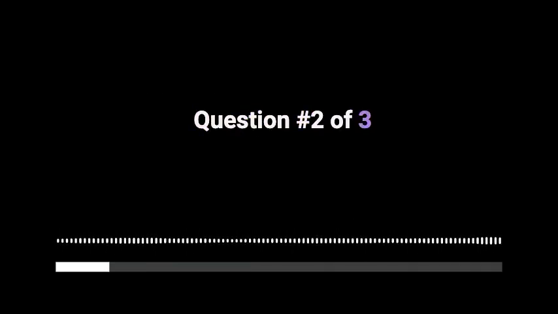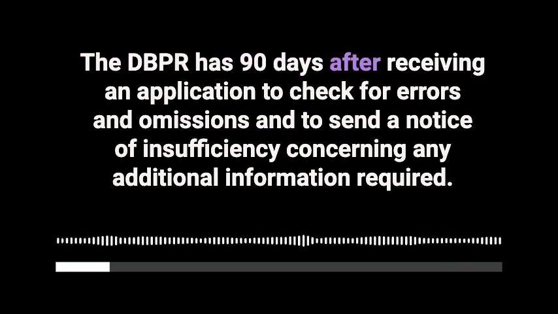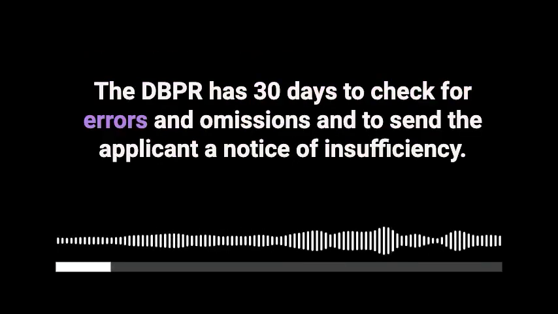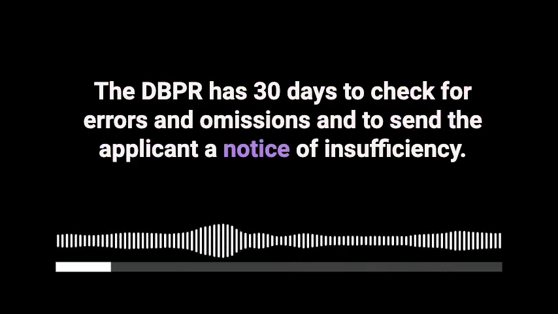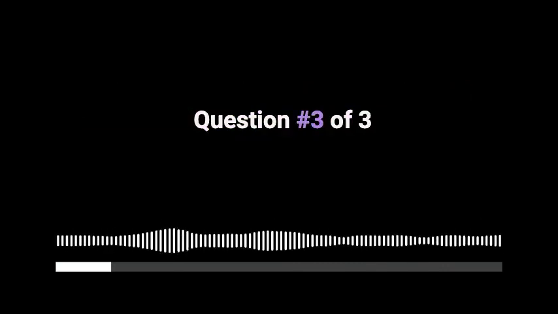Question number 2 of 3. The DBPR has 90 days after receiving an application to check for errors and omissions and to send a notice of insufficiency concerning any additional information required. The statement is false. The DBPR has 30 days to check for errors and omissions and to send the applicant a notice of insufficiency.